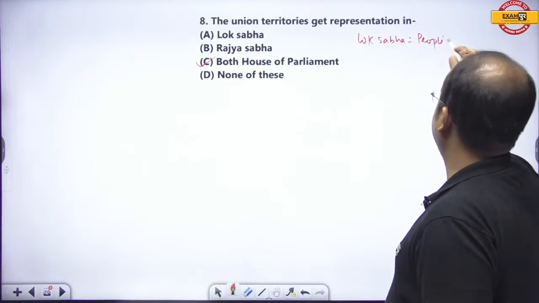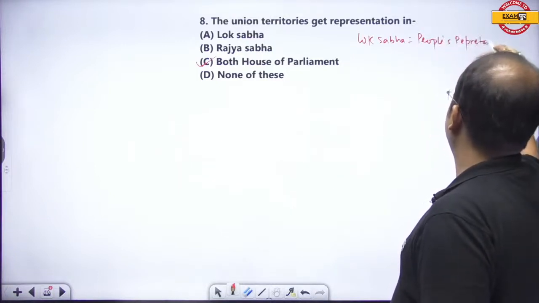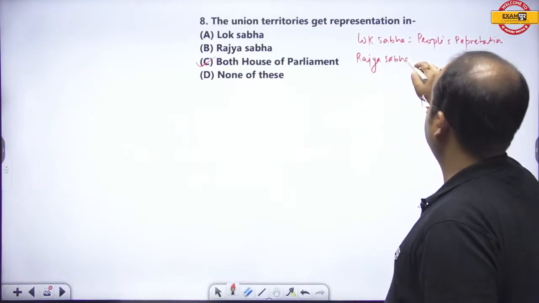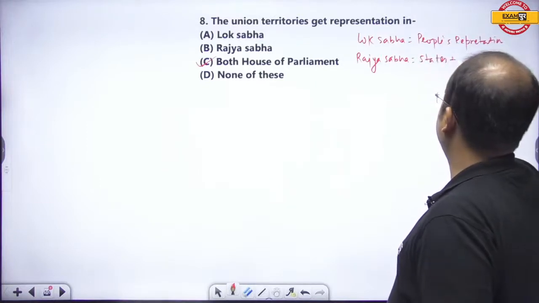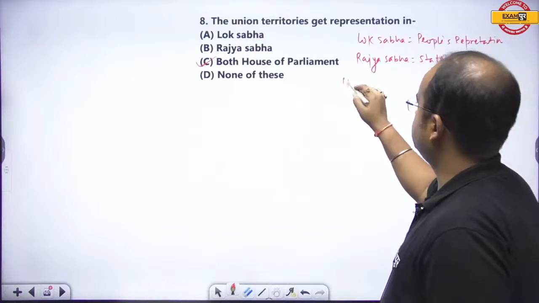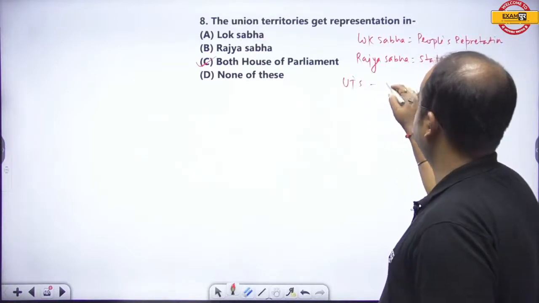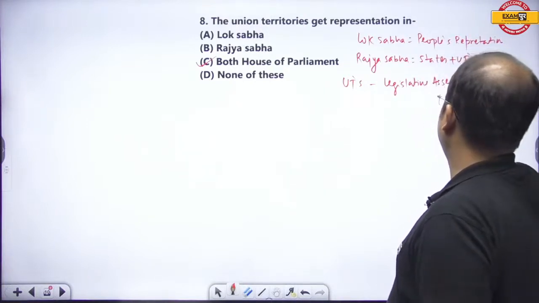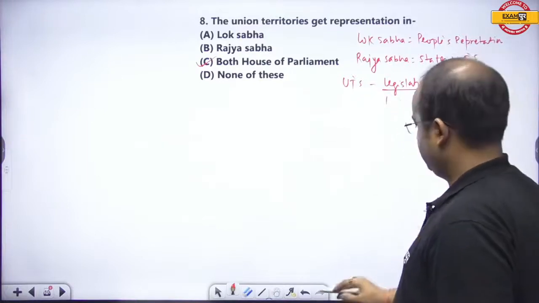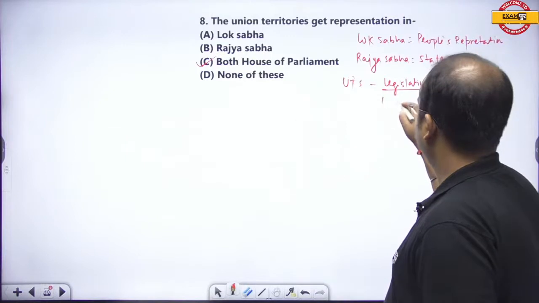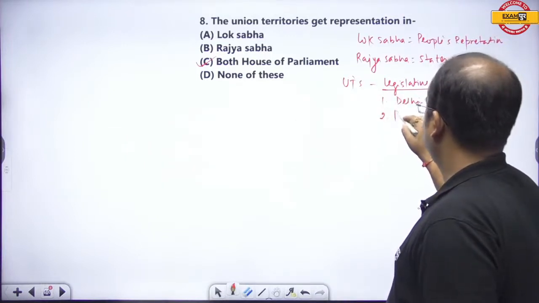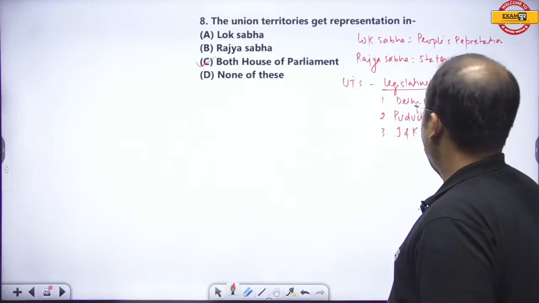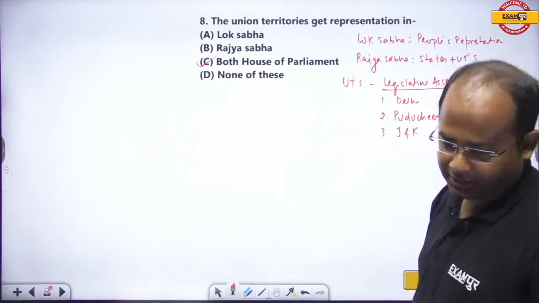In Rajya Sabha, states plus UTs are represented. And not all UTs, only those UTs having a legislative assembly. That is Delhi, Puducherry, and Jammu and Kashmir, because these three UTs have a legislative assembly.